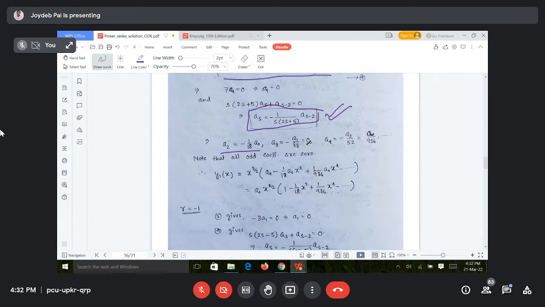Similarly a5 is 0, a7 is 0, and what will a4 be? a4 is something into a2, so it will come in terms of a0. So in that way we will get a2, a3, a4 and so on.